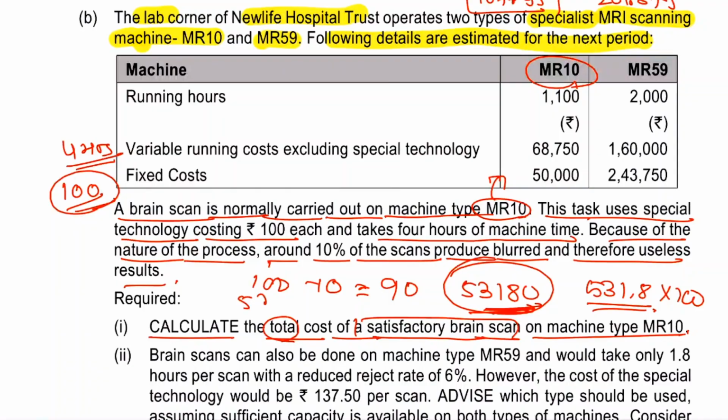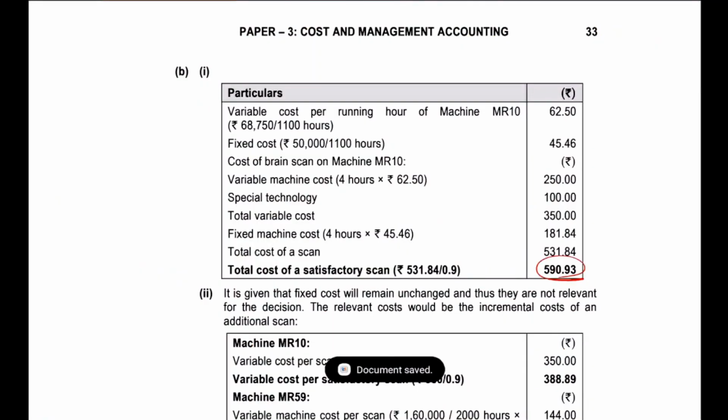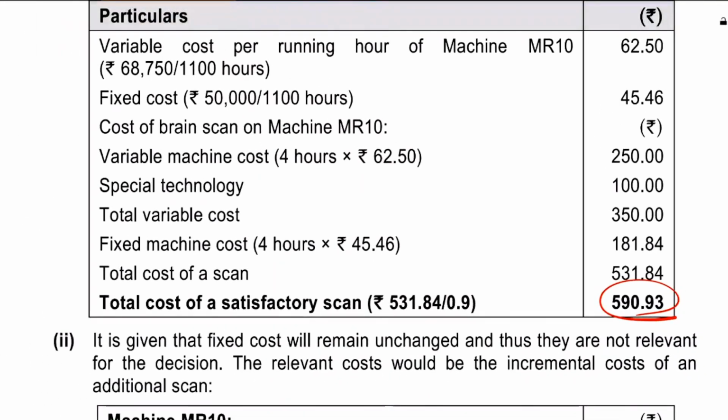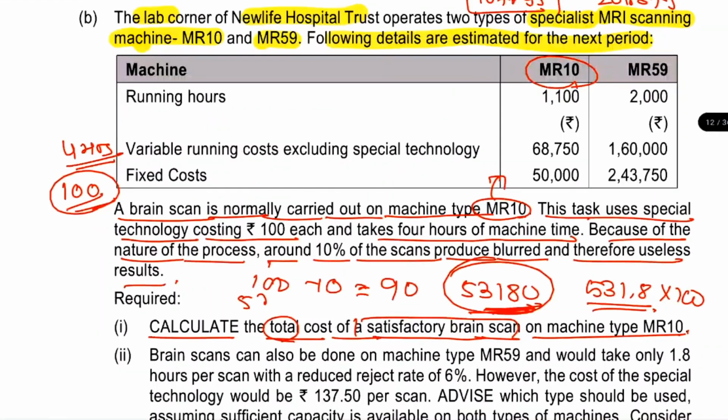590 something. देखो ये आंसर है, बराबर है. 90.93. अच्छा, what institute has done, you can go for that also. एकदम shortcut, like instead of taking 110 and 90, they have taken, if I do one scan, तो 10% will be defective, तो 1 into 10%, तो good units कितना रहेगा 0.9. so ये 1 यूनिट का है ना, तो सीधा इसी को 0.9 से डिवाइड कर दो.